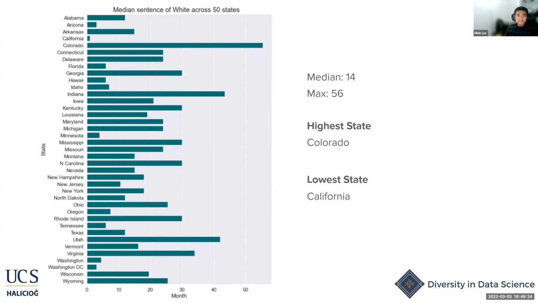And here we look at the median sentence for white across 50 states. They have a median of 14 months and a max of 56 months. Colorado is the state that has the highest sentence, and California is the lowest state.